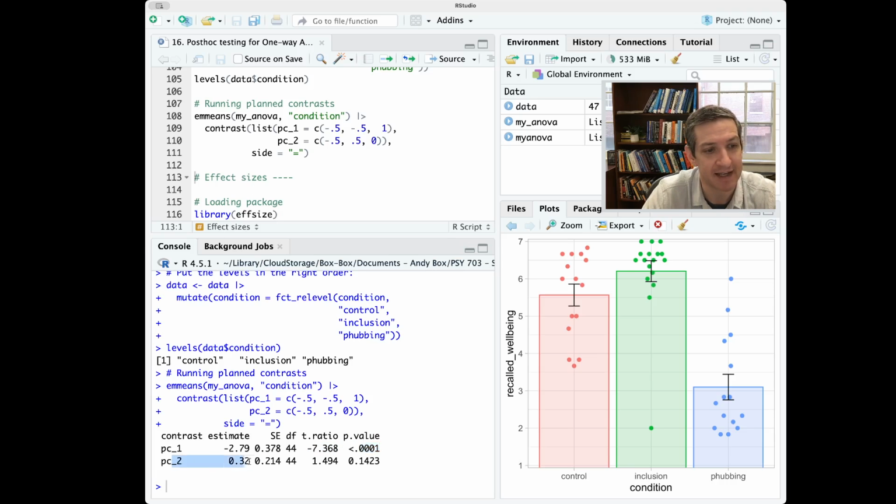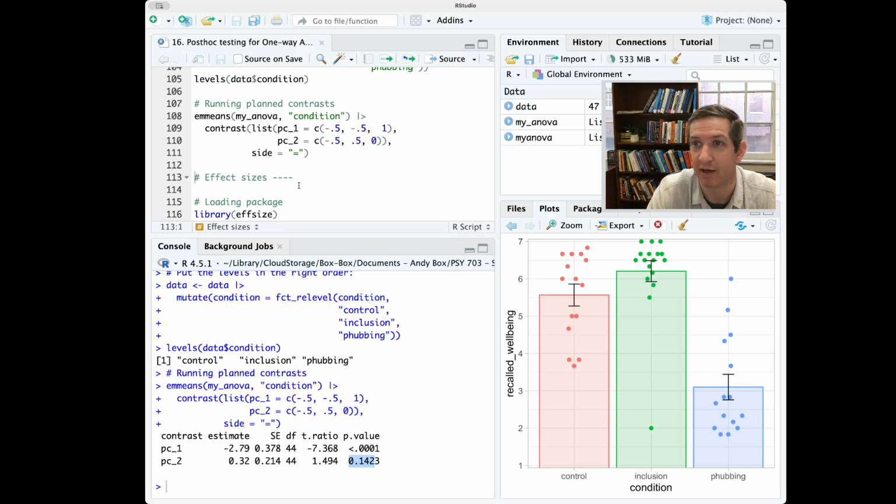And then looking at the second planned contrast, we can see the effect is a lot smaller. The t ratio is just 1.5, and that is not statistically significant. So we don't have any evidence from these results that the control group is any different from the inclusion group. Cool. So that's how you do the hypothesis test.